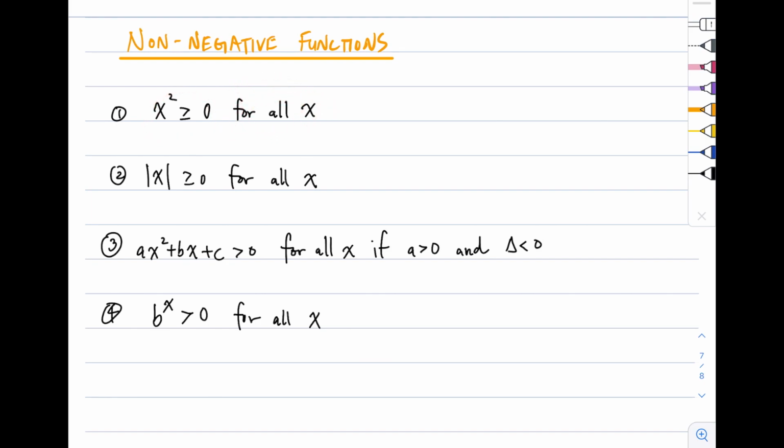Now, it doesn't just have to be an x. For example, if I had sine x all squared, that's also bigger than or equal to 0 for all x. So just watch out for squares. Squares, by definition, are bigger than or equal to 0. Absolute value of x is bigger than or equal to 0 for all x, and for example, if that was instead absolute value of sine x, that's still true.